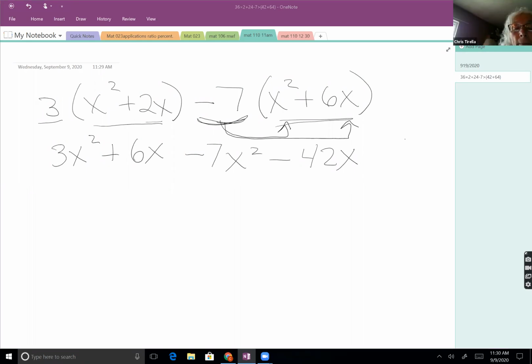That all right? And so now do we have some like terms? Yes. 3x squared minus 7x squared would be minus 4x squared. Beautiful. And plus 6 minus 42 would be negative 36.